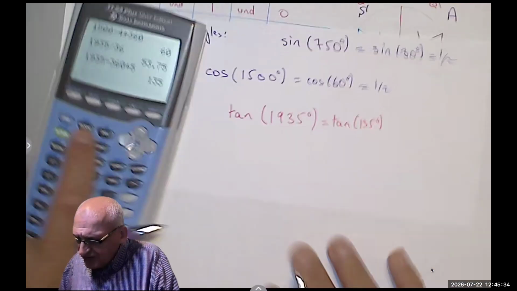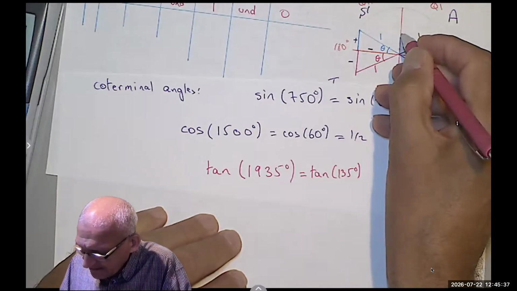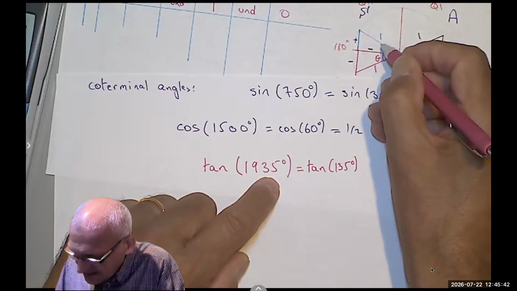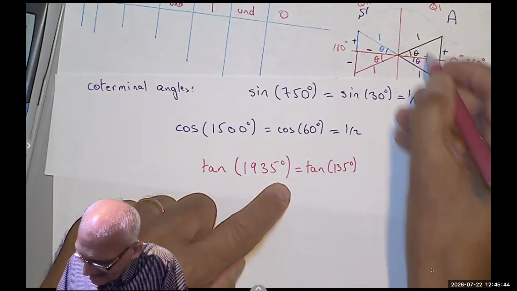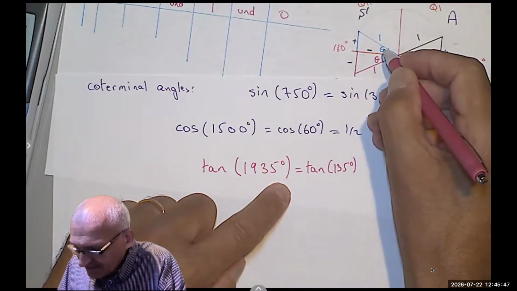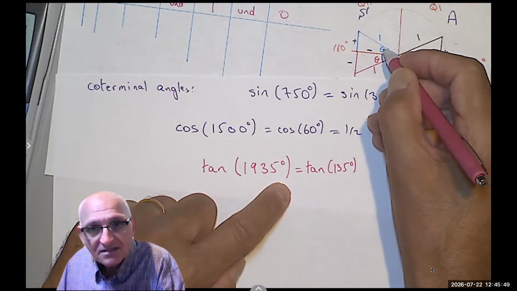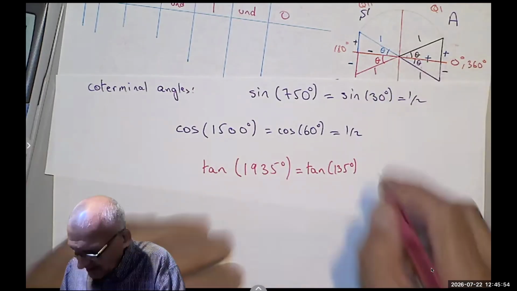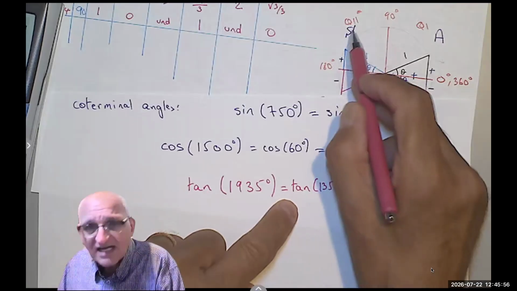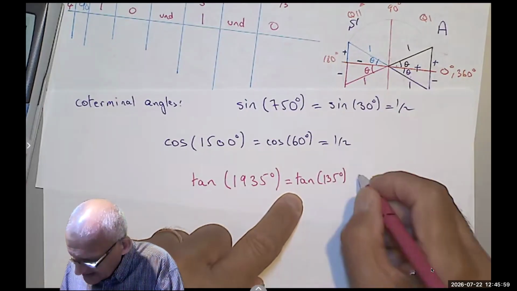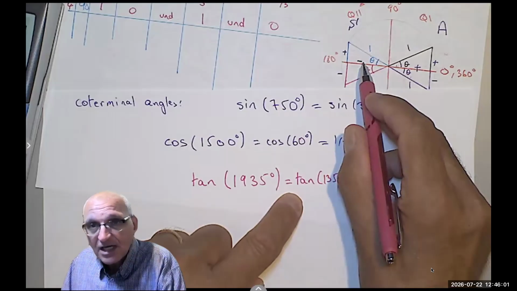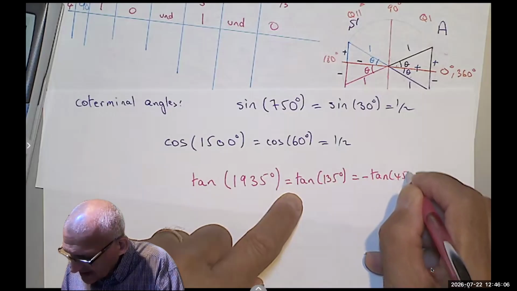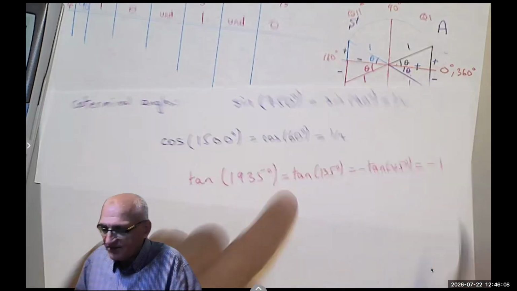Oh, 135. If this is 90, you see this angle is 180 minus theta. So 180 minus 135 is 45. But it's in the second quadrant, and it's a tan. Only the sine is positive in the second quadrant. So I say negative because I'm in the second quadrant. But as a magnitude, this is the same as tangent 45 degrees, and tangent 45 is 1, so I get -1.